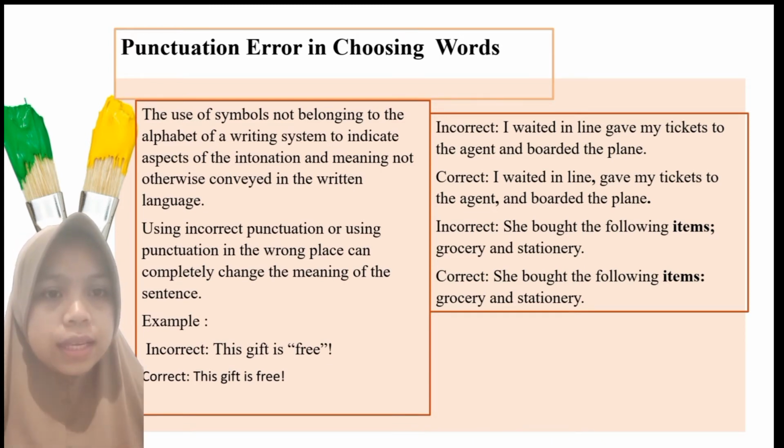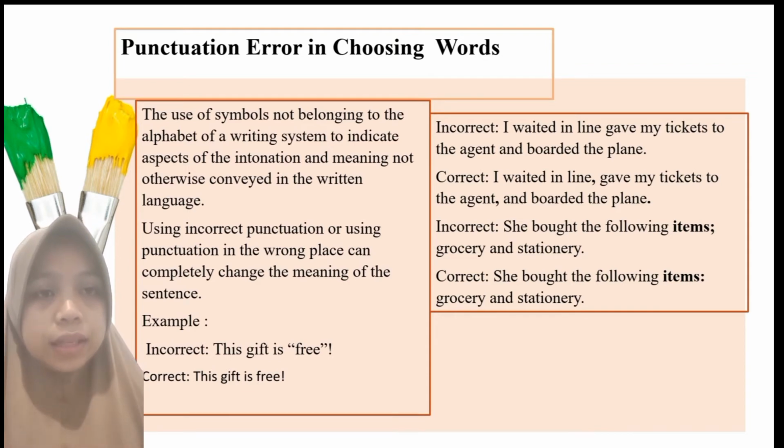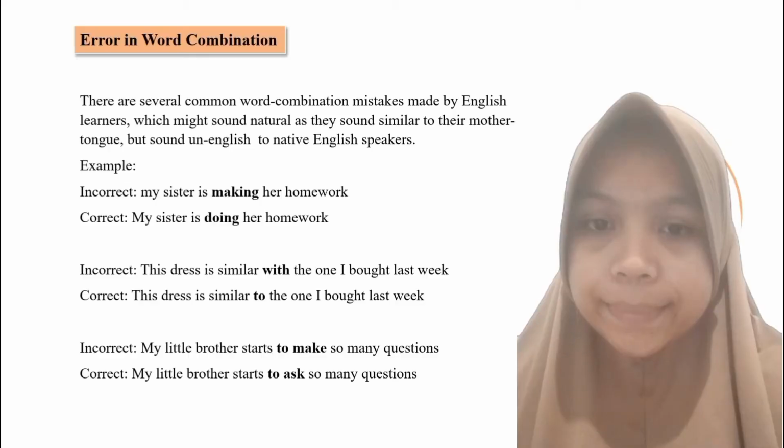The last example is the incorrect sentence. As you can see, the following items, semicolon, grocery and stationery. So, this is a punctuation error because the phrase after the semicolon is not an independent clause. Rather, the appropriate use should be, or the correct sentence is, the following items, colon, grocery and stationery.